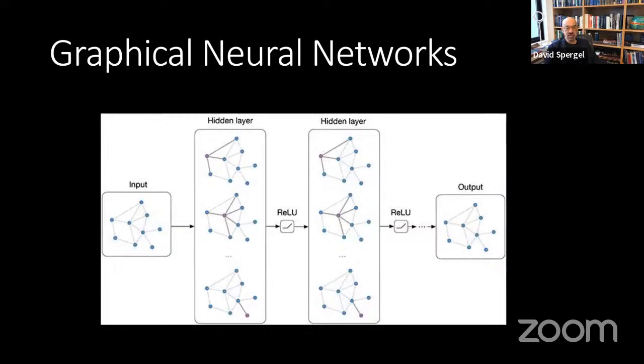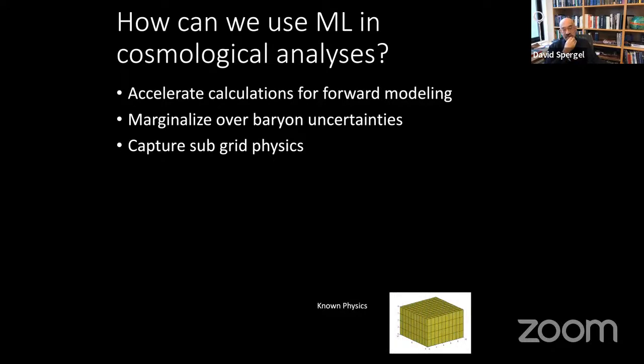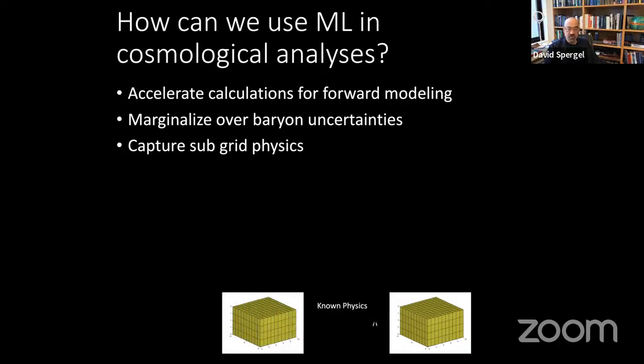We'll also sometimes make use of graph neural nets whose structures often match the underlying physics. And there are different ways we can use machine learning in cosmological analyses. One of the ones that I am most excited about in the long term, and not one that I'll talk about much in the rest of my talk, is what if we have known physics? And with known physics, we know how to evolve a simulation from step A to step A prime.